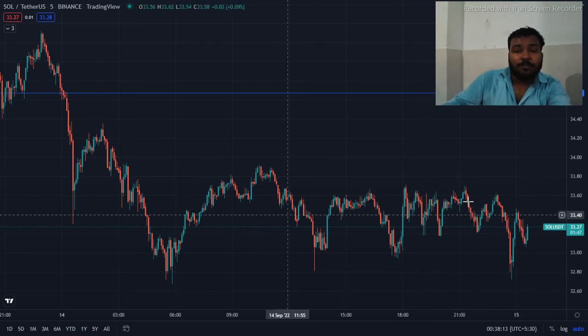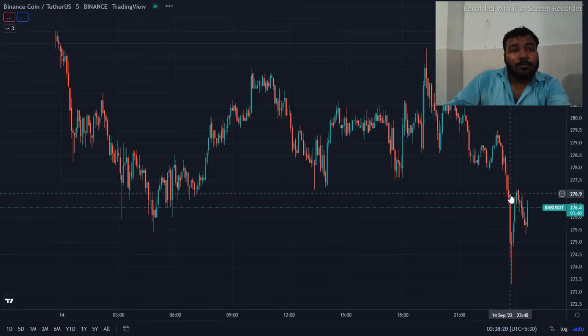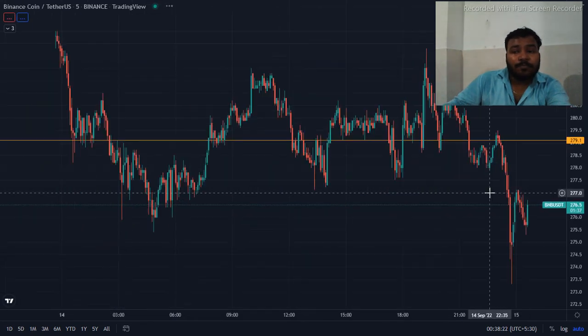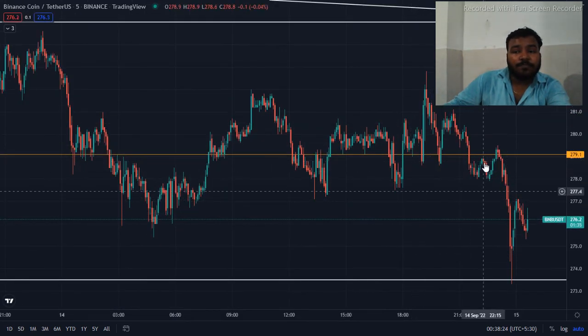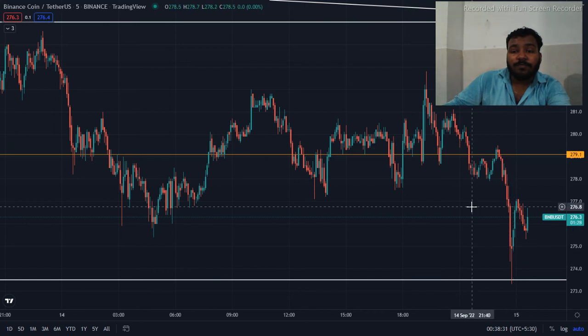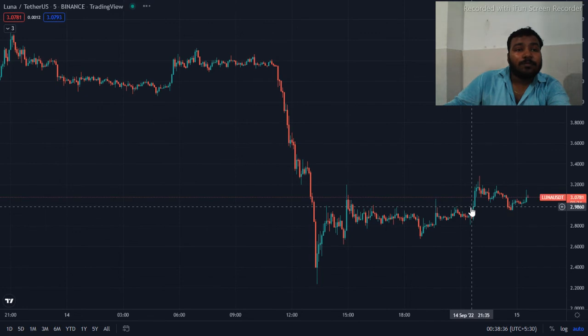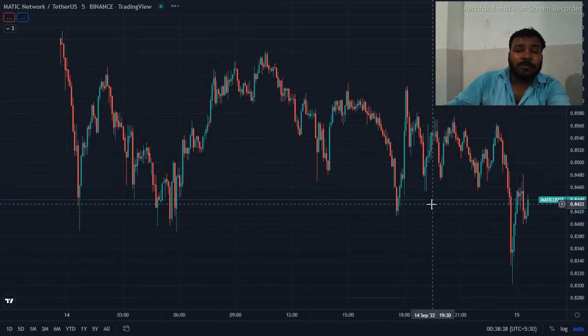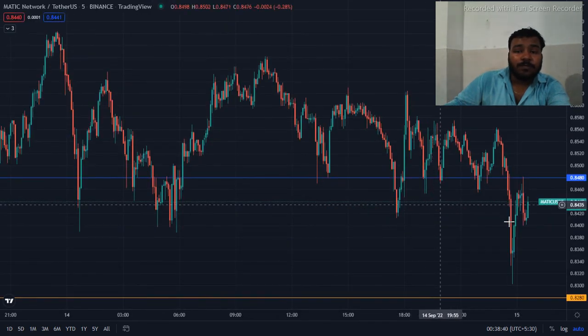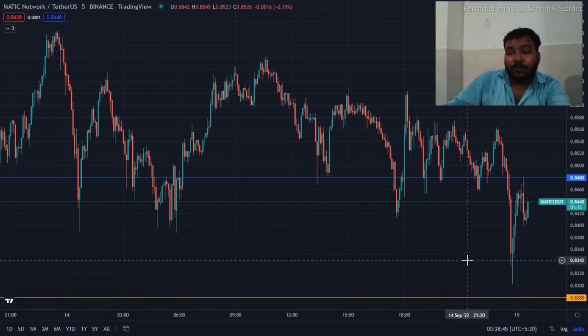See, this is a zone. Okay. BNB, see, also beautifully. If anyone could find this level to short, you must have made a good profit. See, this is Luna. Luna, my god. Money destroyed. See, Matic. Wait for the level of 0.8280 to be tested, alright?